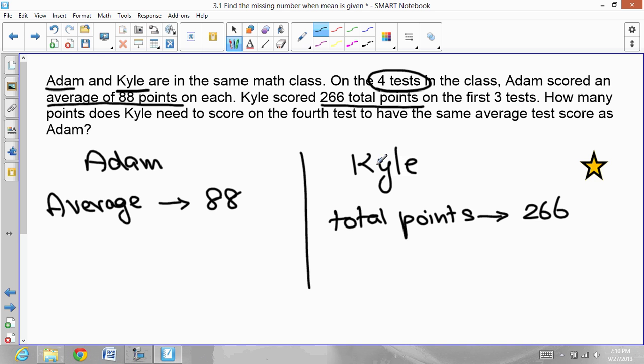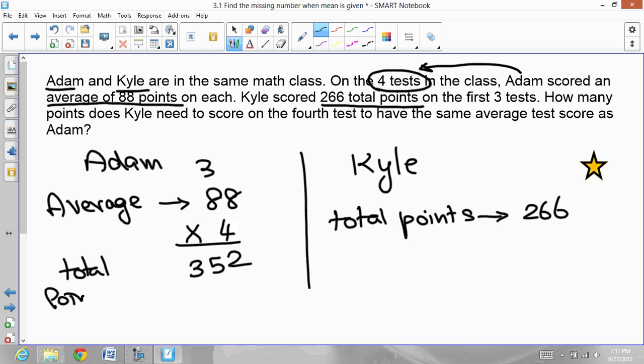Now remember, for Kyle, you are given information where you know the total points he got. Whereas for Adam, you are only given the average, which is 88. But the one other information you know is Adam took 4 tests. So let's multiply that by 4. 8 times 4 is 32. 8 times 4 is 32. 33, 34, 35. So you get 352. So Adam's total points after you multiply is going to come to 352.